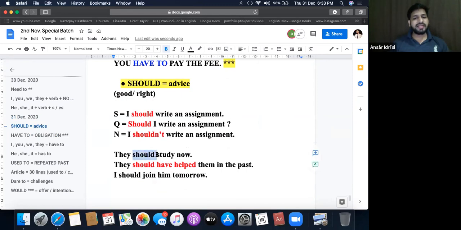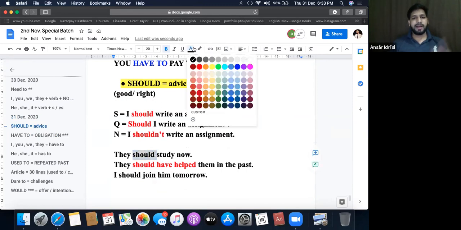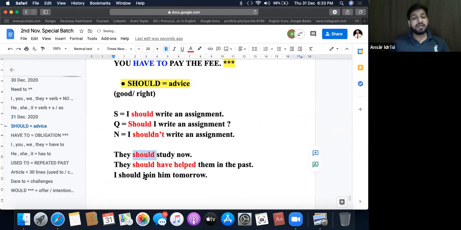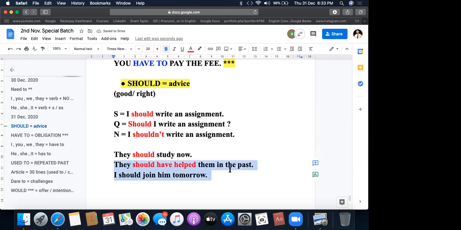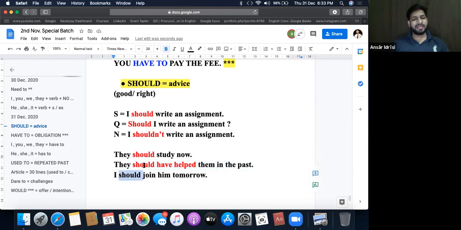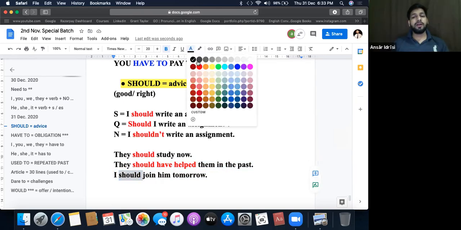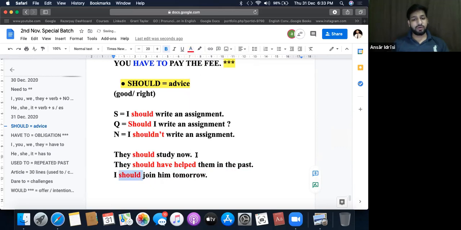उन लोगों को अभी स्टडी करना चाहिए, बाकी उनकी मर्जी करना नहीं करना. And they should have helped them in the past. ये पास्ट का सेंटेंस है. I should join him tomorrow. मैंने उसको कल ज्वाइन करना चाहिए. So we can use should for present, past and future as well. Okay दोस्तों, we can use should for present, past and future as well. Okay, when do we use could? Mr. Zubair, when do we use could?